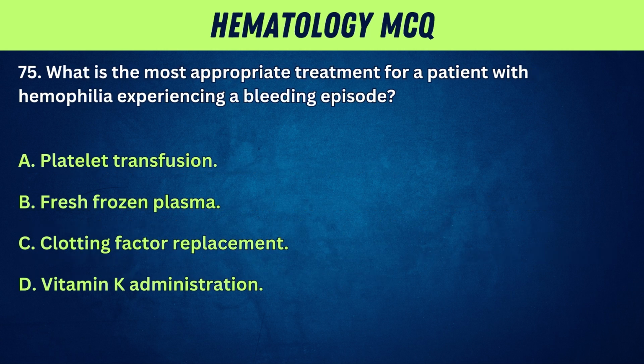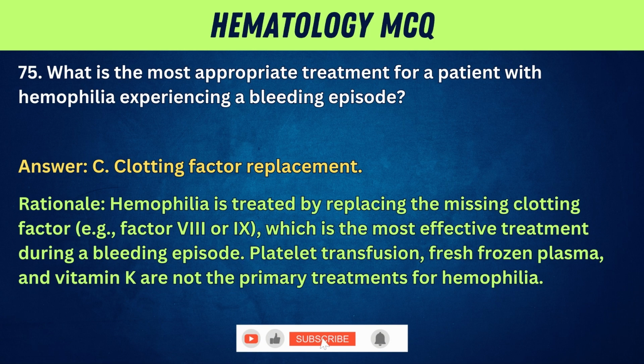75. What is the most appropriate treatment for a patient with hemophilia experiencing a bleeding episode? A. Platelet transfusion. B. Fresh frozen plasma. C. Clotting factor replacement. D. Vitamin K administration. Answer: C. Clotting factor replacement.